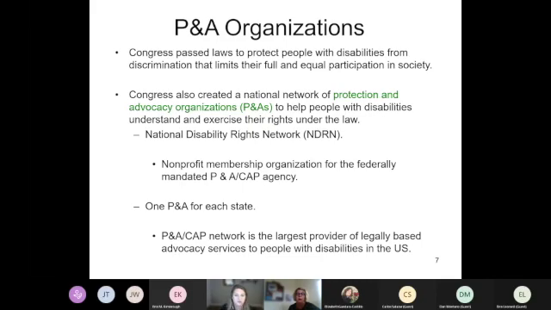They might not be called Disability Rights, Minnesota, for example, they're with the Minnesota Law Center. But each state has its own P&A, and that is listed on the NDRN website. The services that we provide are at no cost to individuals who have disabilities or their families because of our grant funding.